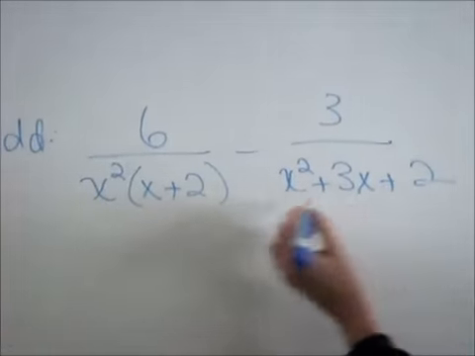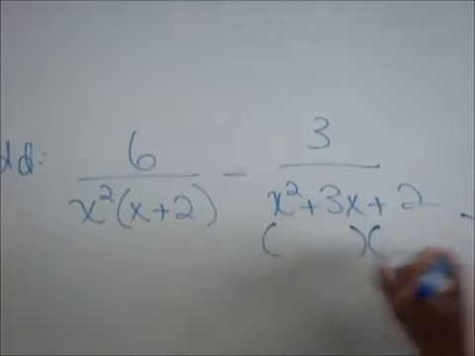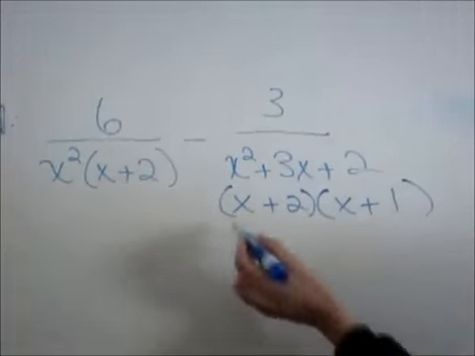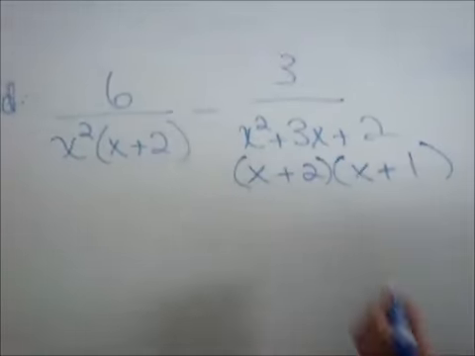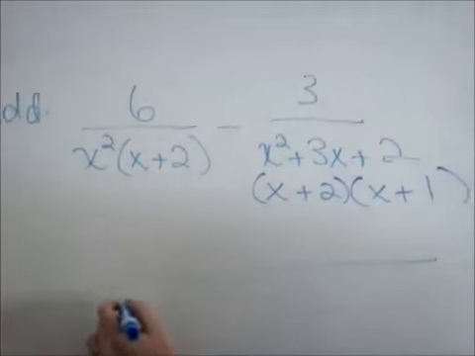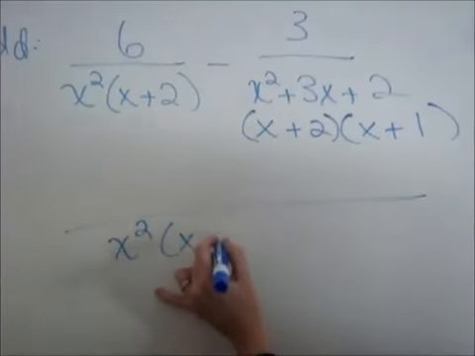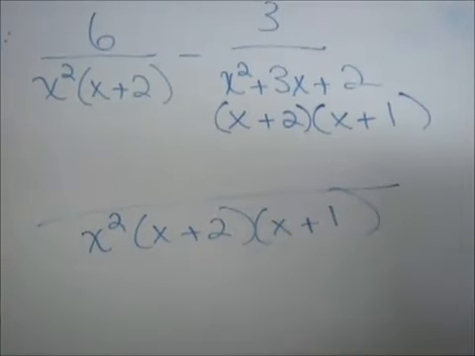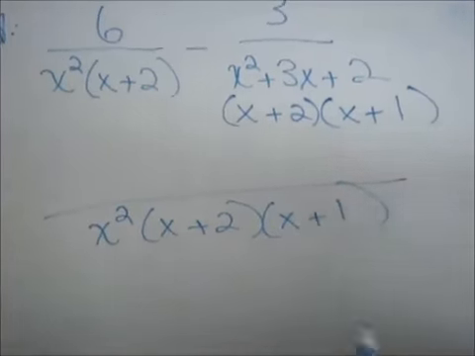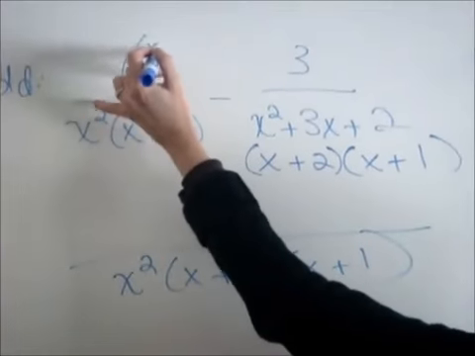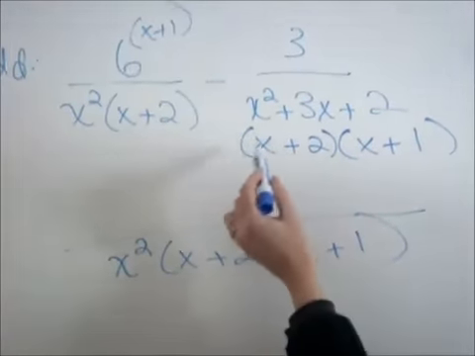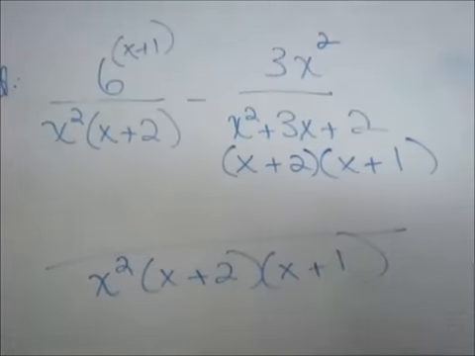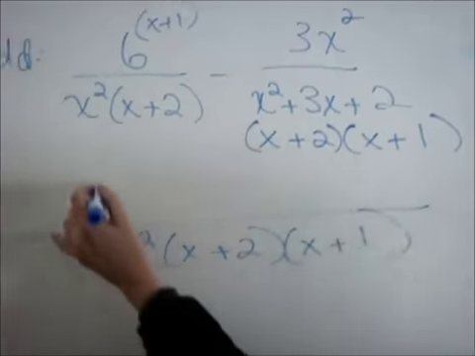In order to find common denominators, you have to make sure all the denominators are factored. So we get x plus 2, x plus 1, because they add up to 3. Our common denominator, we need an x squared, an x plus 2, and an x plus 1. Multiply the numerator by what's missing. So we're missing an x plus 1 right here. And this one is missing the x squared. And we just multiply that out, and that's our answer.